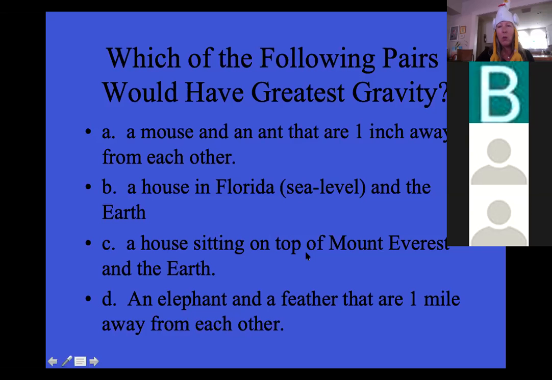Now think about which ones have the most mass and are the closest together at the same time. Do you want to try again, Bryson? I did give you points anyway, but I can do it again. So it's not D.